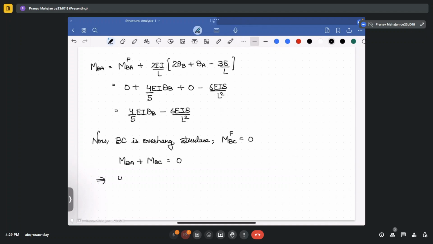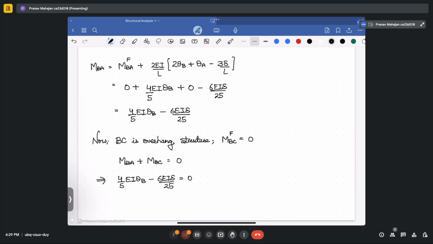So you have from MBA: 4 by 5 EI theta B minus 6 EI delta upon L square equal to 0. I will write the L square also as its value. So your L square here is 25, and the top one also will be 25.